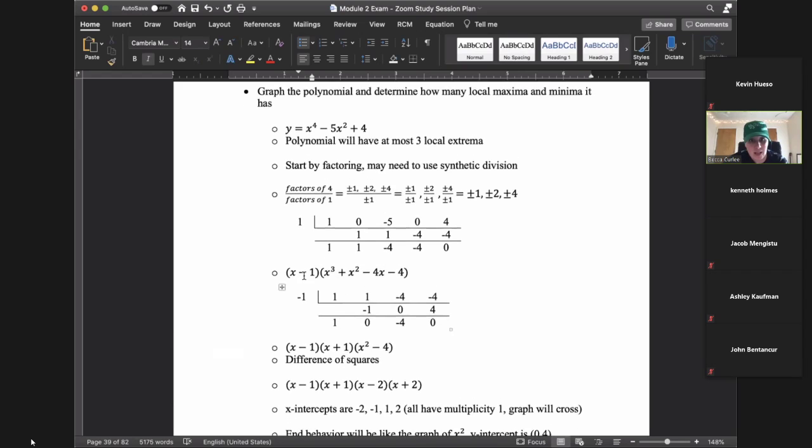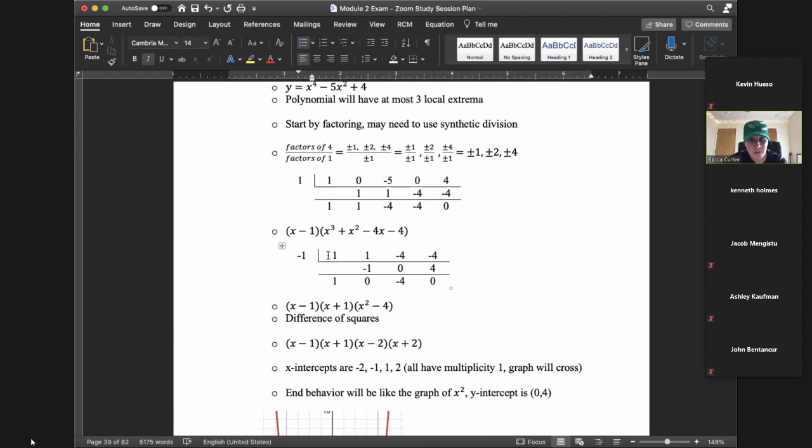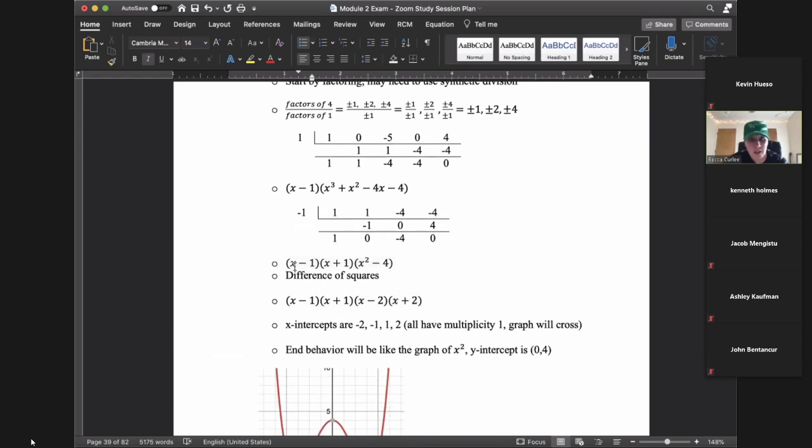So that gives us x minus 1, times x to the third plus 1x squared minus 4x minus 4. So then factoring further, we'll try -1. So we just take all these coefficients here: 1x to the third, 1x squared, minus 4x, minus 4. And then we're going to do synthetic division with these, and we get a remainder 0. So now we know that we've got x minus 1 times x plus 1, since they're both factors. And that leaves us with x squared plus 0x minus 4. So it's x squared minus 4.